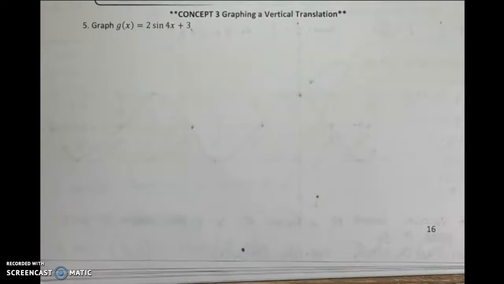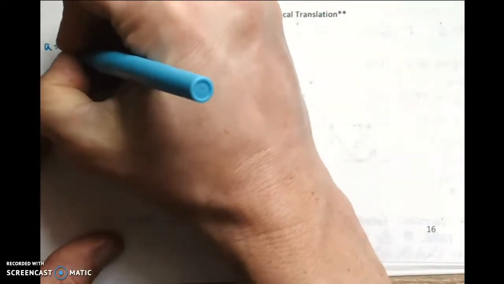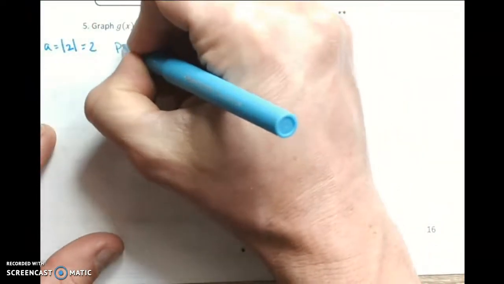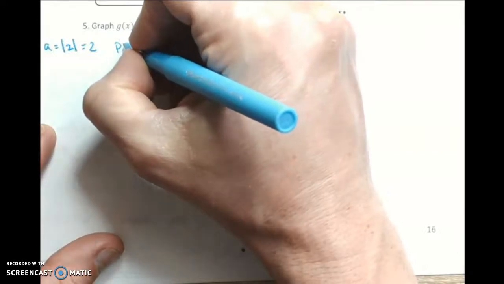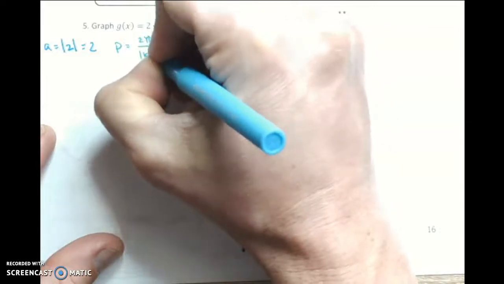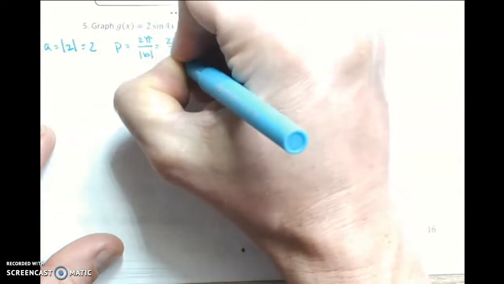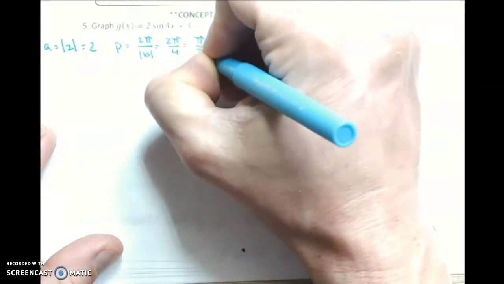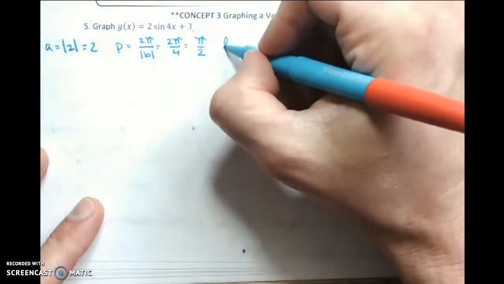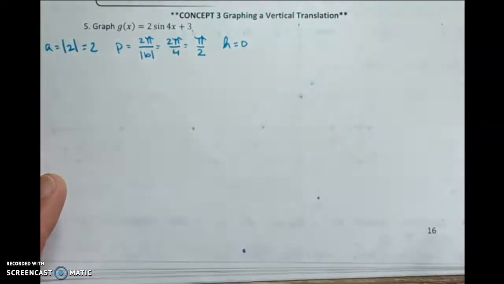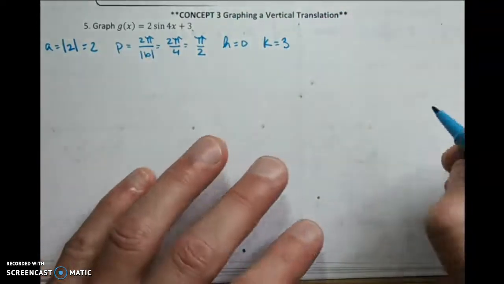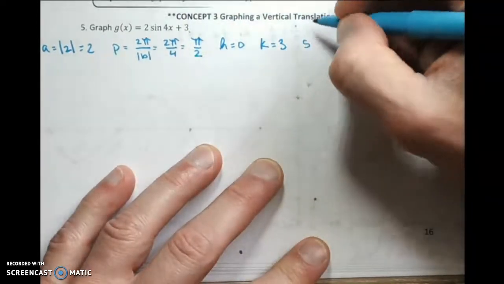So I'm going to start with a. Again, a equals the absolute value of 2, which is 2. Period is your 2 pi over the absolute value of b. It's 2 pi over 4. That's pi over 2. Okay. Next, I'm looking at my horizontal, and that's 0. There is no horizontal. k, my vertical shift, is 3. Okay, my scale.